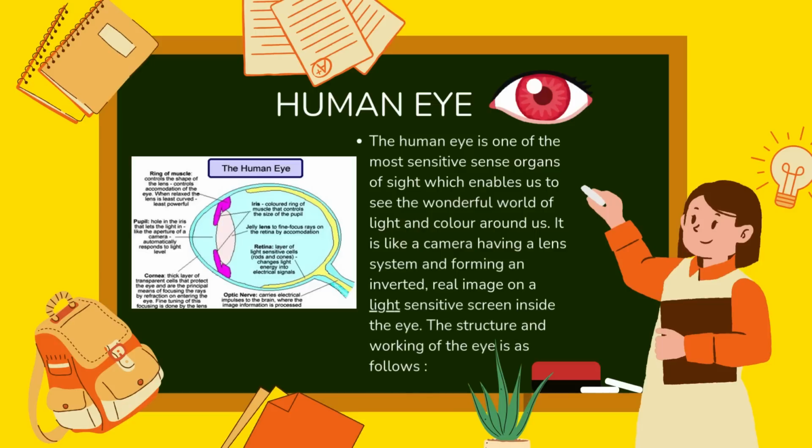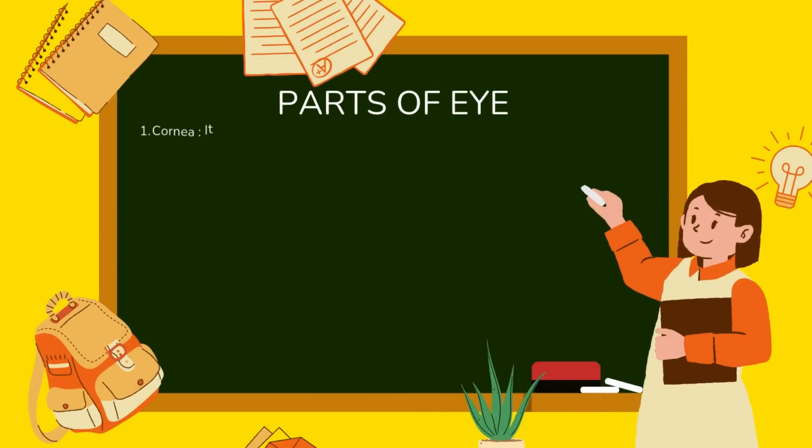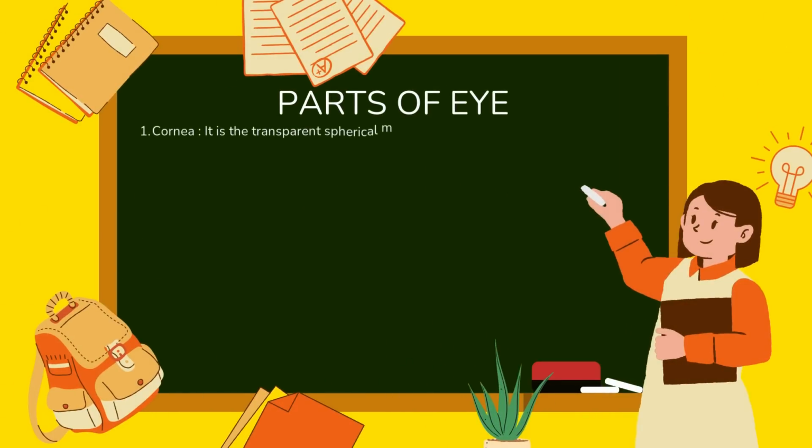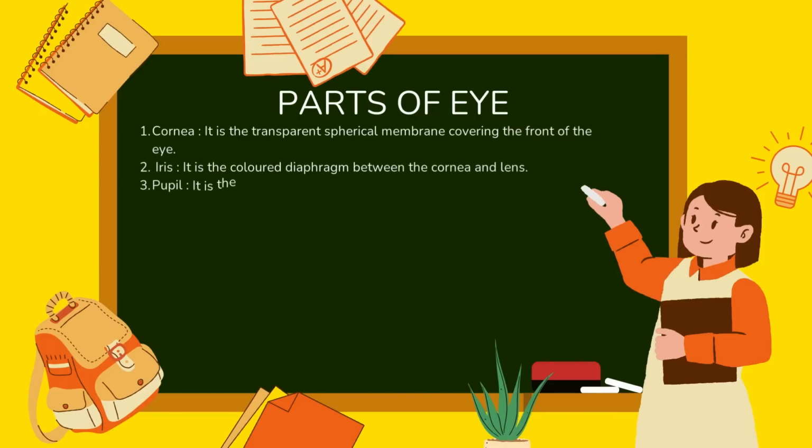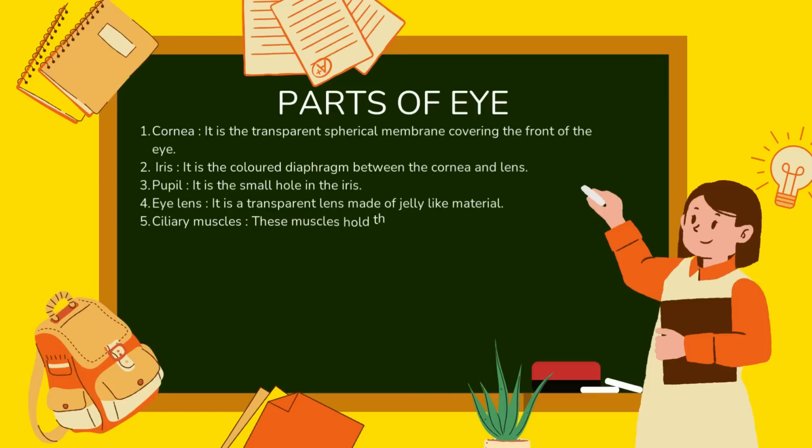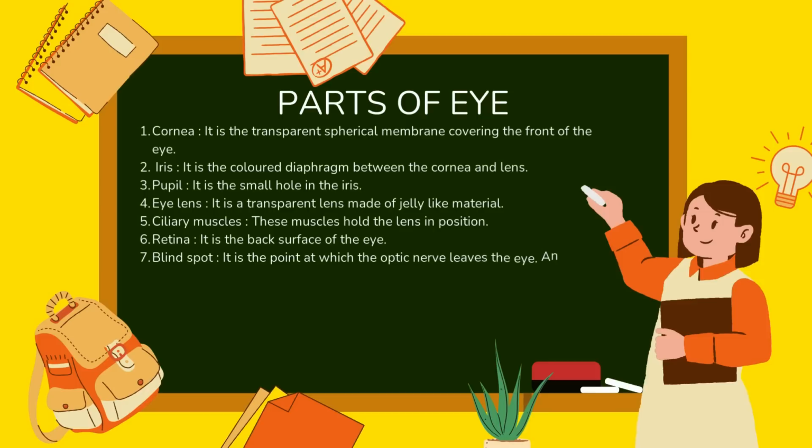See the image. Parts of the eye. Cornea. It is the transparent spherical membrane covering the front of the eye. Iris. It is the colored diaphragm between the cornea and lens. Pupil. It is the small hole in the iris. Eye lens. It is a transparent lens made of jelly-like material. Ciliary muscles. These muscles hold the lens in position. Retina. It is the back surface of the eye.